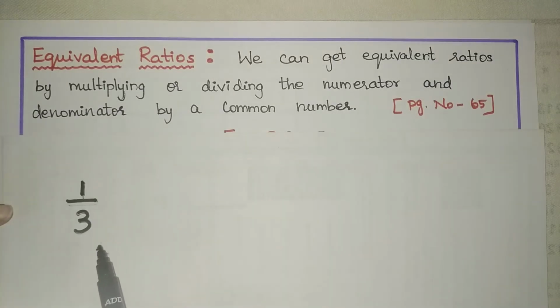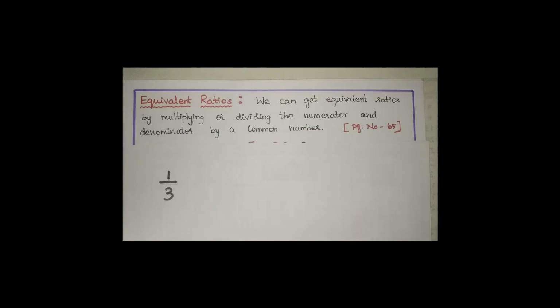Find 3 equivalent ratios for the given ratio 1/3. You know how to find equivalent ratio. How will you find? Yes, you have to multiply the numerator and denominator by the same number. So let's take 2. You have to multiply numerator and the denominator. So what will you get? 1 2s are 2. 3 2s are 6.